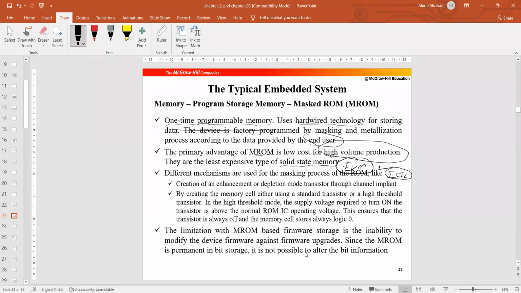The last point, the limitations with the MROM, masked read-only memory based firmware storage, is the inability to modify the device firmware, that is, no firmware upgrades. So this is the drawback. Using the masked read-only memory firmware, once you have loaded the content and you want to upgrade the program, whichever it is, then you can't do that. So this is the drawback in the masked read-only memory.